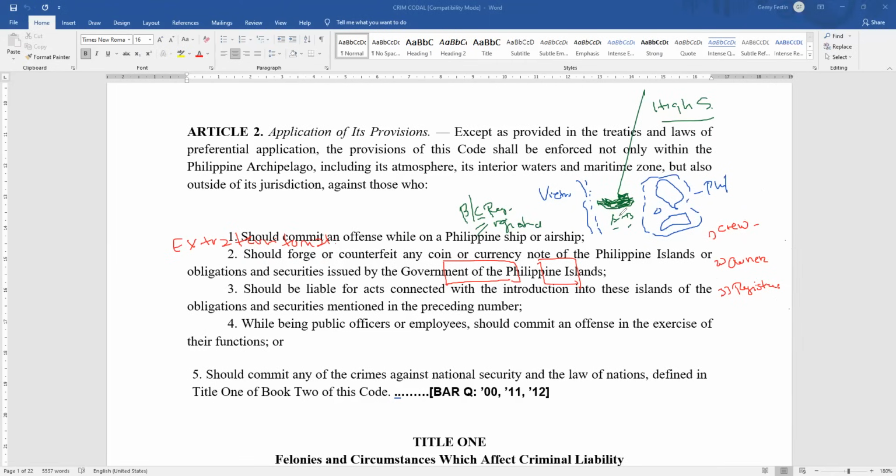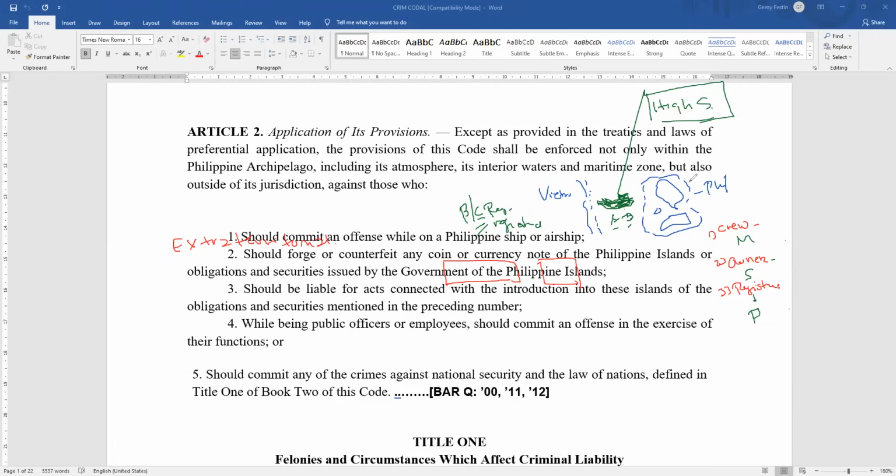In this vessel, no, the crew are Malaysians. The owner is a Singaporean and registered in the Philippines. Crew A Malaysian, killed crew B, a fellow Malaysian. The vessel is in the high seas. Do we have jurisdiction to try the case?